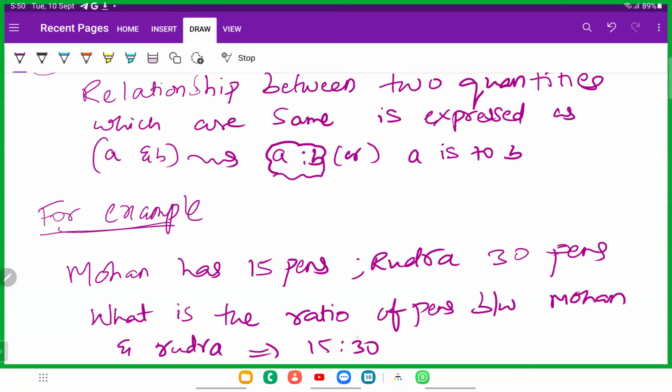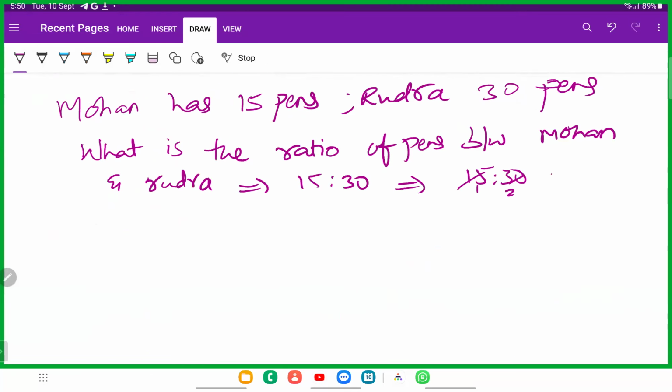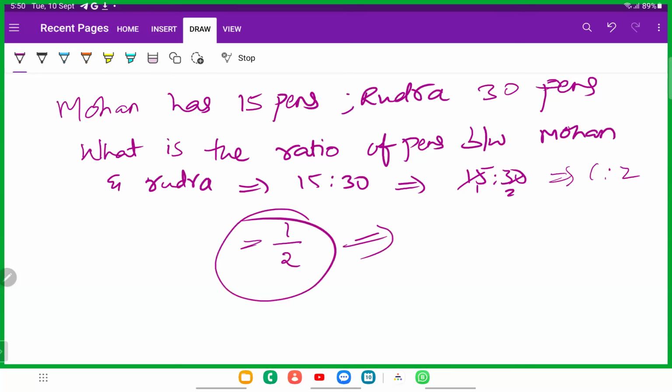15 to 30. So I can write it as 15 is to 30 is 15 ones, 15 twos. So I can also write it as 1 is to 2. Or I can also write it as 1 by 2. Better when you are maintaining ratio, please write it as 1 is to 2. Yes, Rudra, what's your doubt?